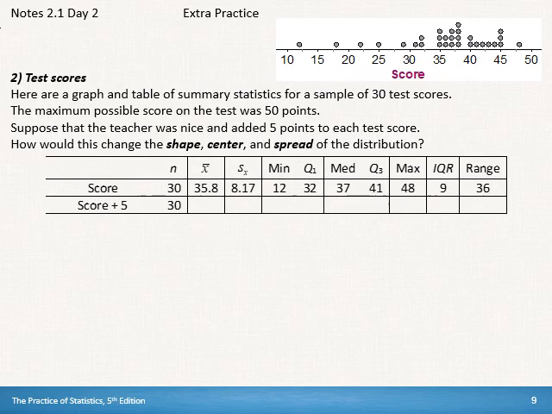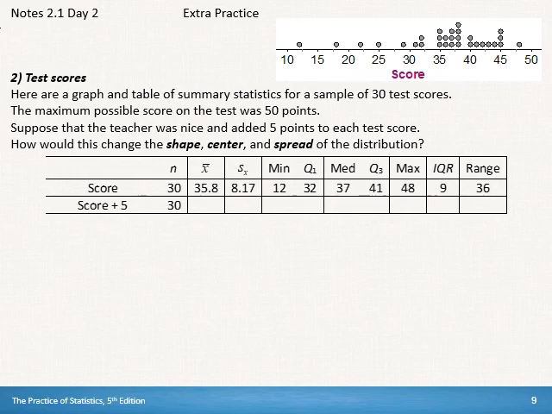All right, number 2. Here is a graph and table of summary statistics for the sample of 30 test scores. The maximum possible score on the test was 50. Suppose the teacher is nice and is going to add 5 points to each test score. How would this change the shape, the center, and the spread of this distribution?